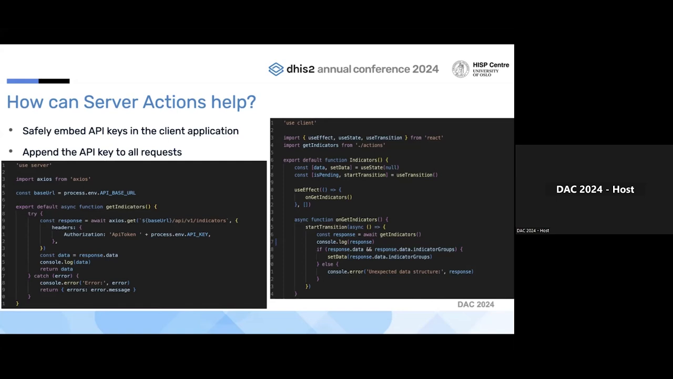wouldn't run on the client, and any secret that is embedded there, that's added there as the API key or any other secret, wouldn't be exposed to the client. And even if the client-side JavaScript bundled code is read, the API key or any secret embedded wouldn't be exposed. So this is how server actions could help us improve the security of our DHS public portals.